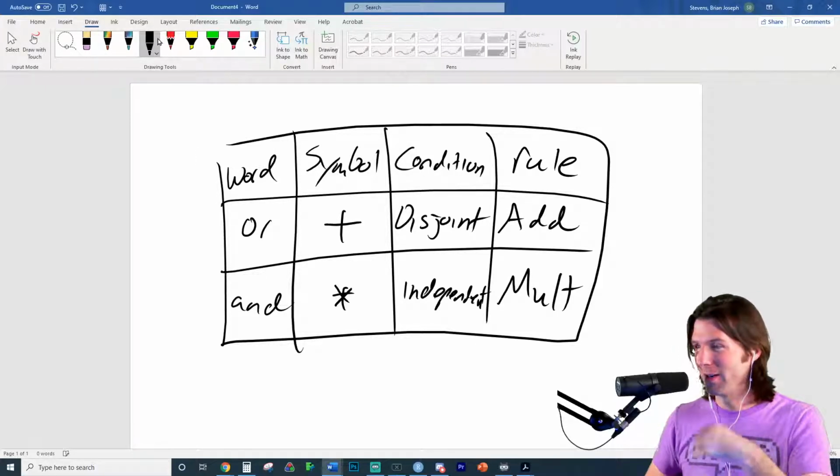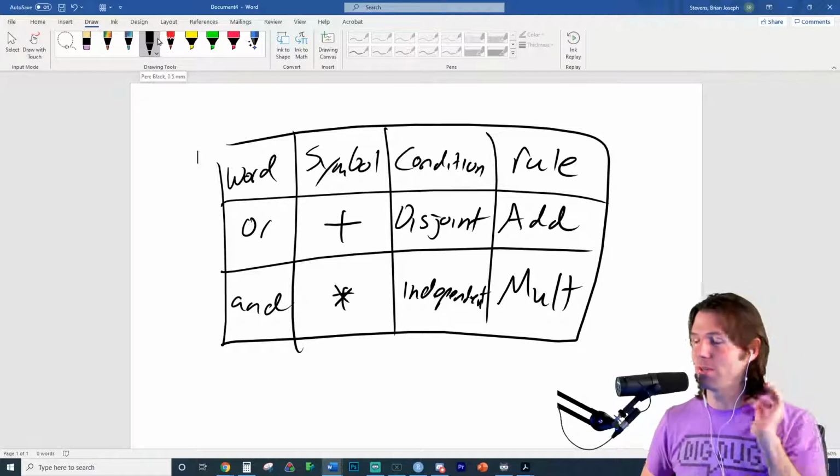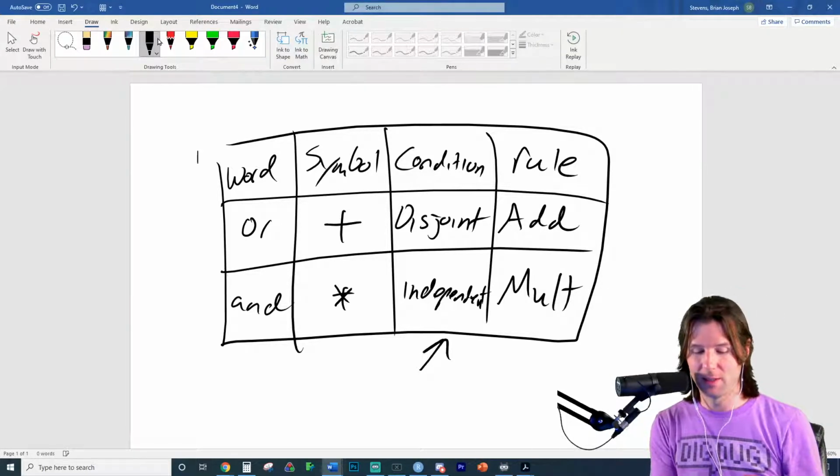Really quick sketch right here. And they need to be independent of each other. That says right here, independent.